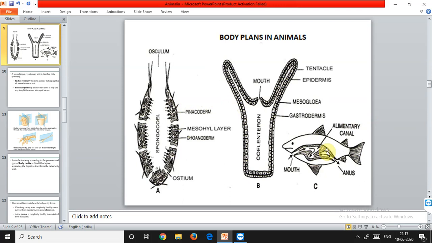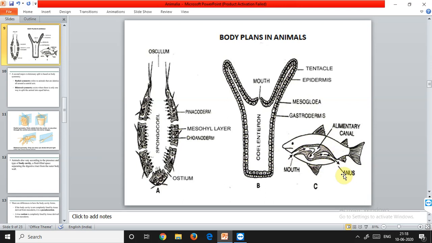So the digestive system is a continuous tube with an opening at each end. So there is the digestive system, which is a complete tube. So the alimentary canal, from the mouth it starts, then the alimentary canal is again divided into many parts, and then it ends at the anus. So these are two openings.